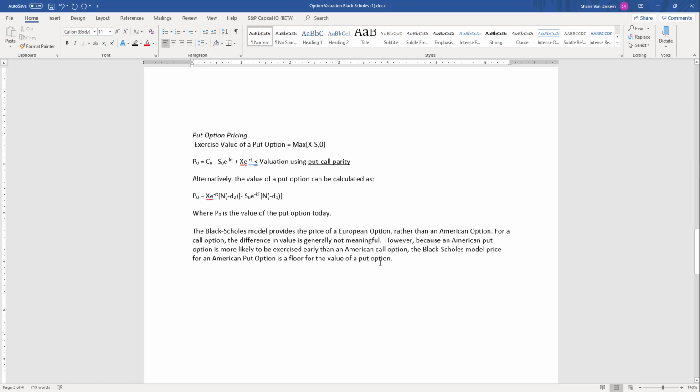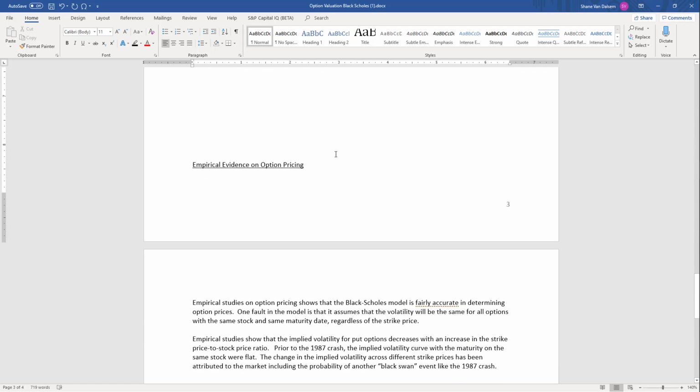Because people that hold put options might exercise early in cases where the firm has taken a big hit, on the ex-dividend date when the stock price falls, or if the company just goes bankrupt. There's oftentimes a good time to exercise it early for a put option. And so really, the Black-Scholes put value is the minimum price that option should sell for.